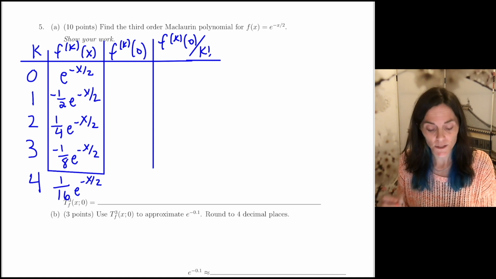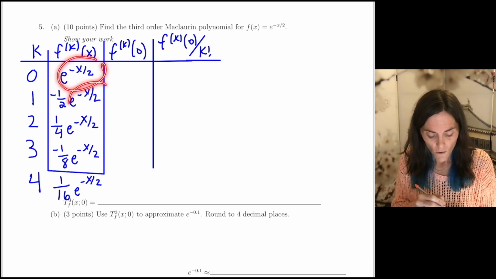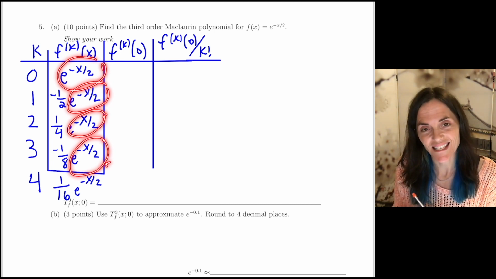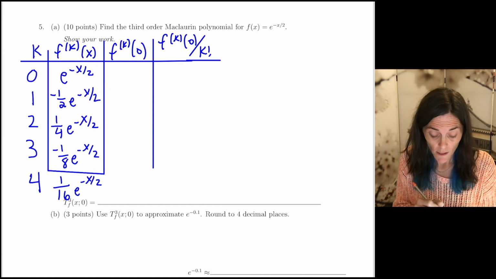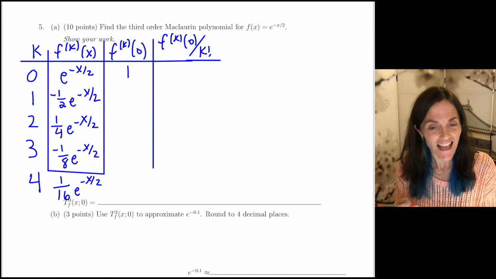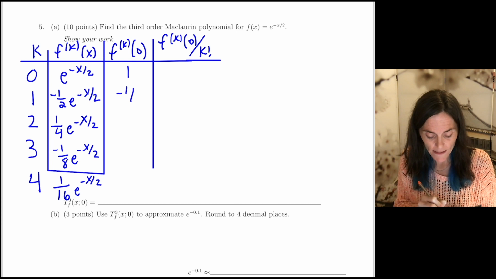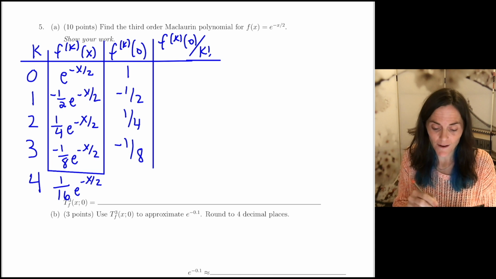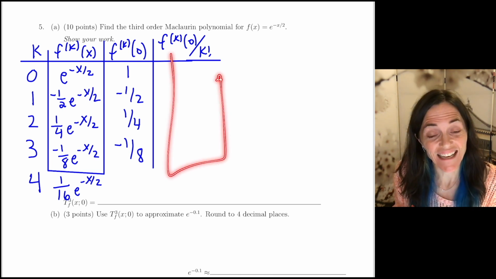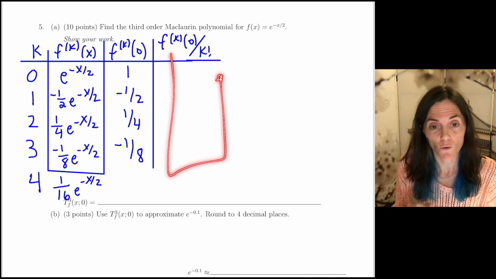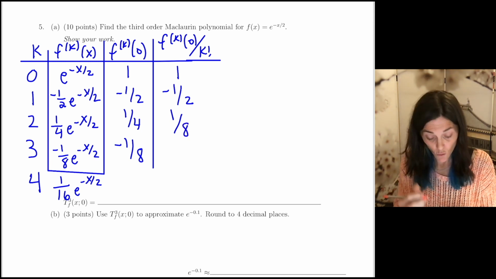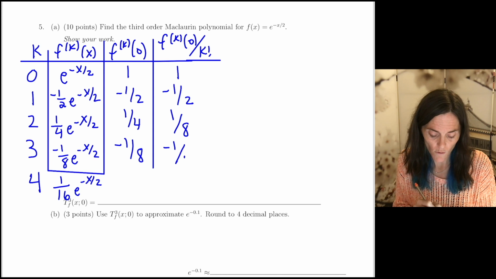Now, evaluate at the center. The nice thing is, this part, all evaluated at 0, is just 1. E to the 0 is 1. And so my coefficients, well, evaluating at the center at least, we have 1, we have minus 1/2, 1/4, and negative 1 over 8. Now, this part is my coefficients of my polynomial, right? And I need to divide by k factorial. 0 factorial is 1, 1 factorial is 1, 2 factorial is 2, and 3 factorial is 6. So this is minus 1 over 48.